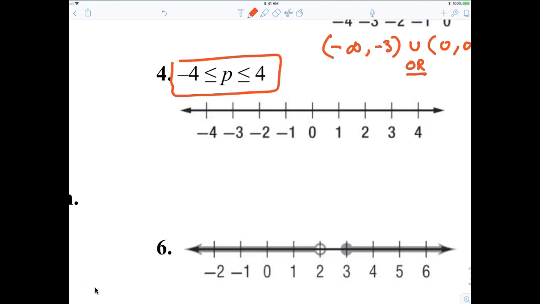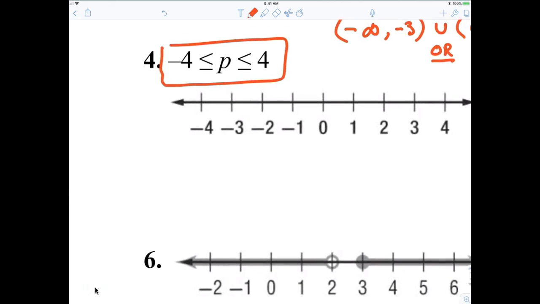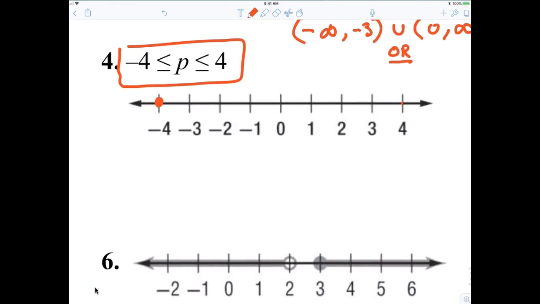So if you understand that, you now can just look at the graph and say we're starting at -4, right? And we're ending at what? 4. And it's everything what? It's everything in between. All right? That's what we're doing. All right, does anybody have any questions there?